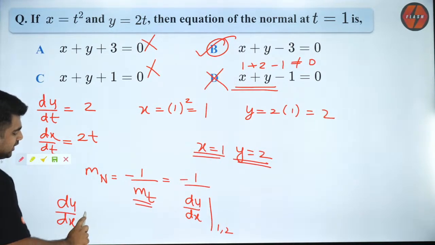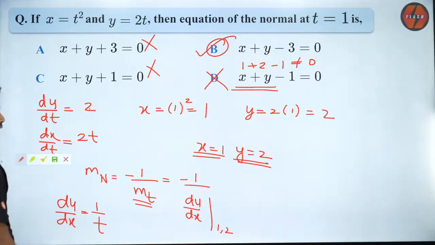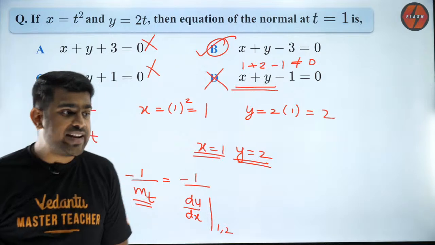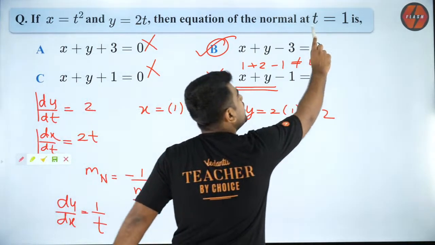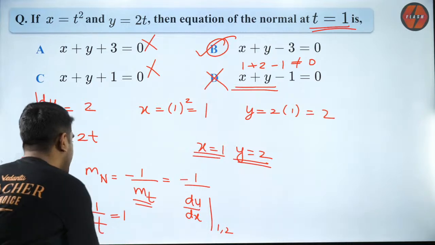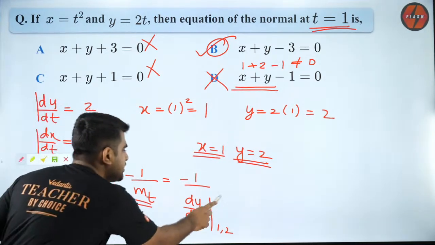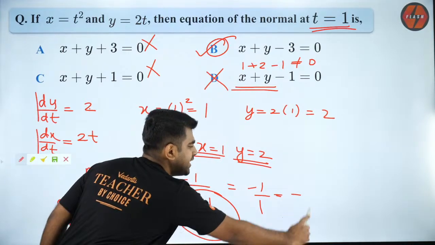Now what is dy by dx? dy by dx is equal to 2 by 2t, which will be 1 by t. Did you all understand that? That is the way to differentiate in parametric form. First you find dy by dt, next you find dx by dt, and then divide both of them. That will be your dy by dx. And where do we want to find? We want to find at t equal to 1. So if t is equal to 1, then dy by dx is equal to 1. That means the slope of normal is minus 1.